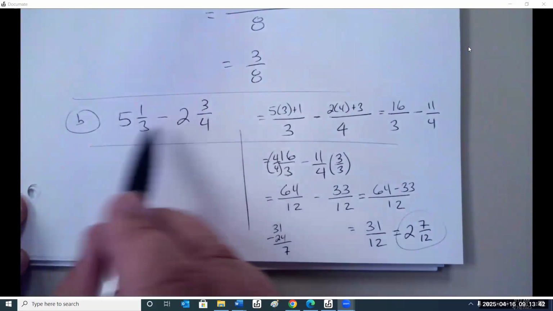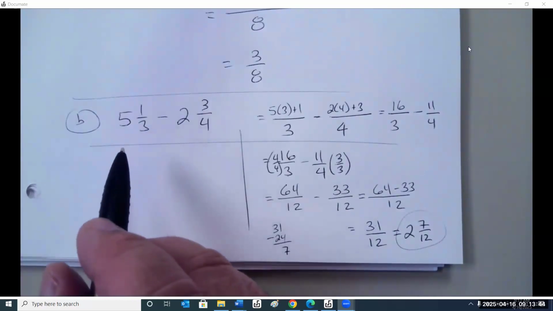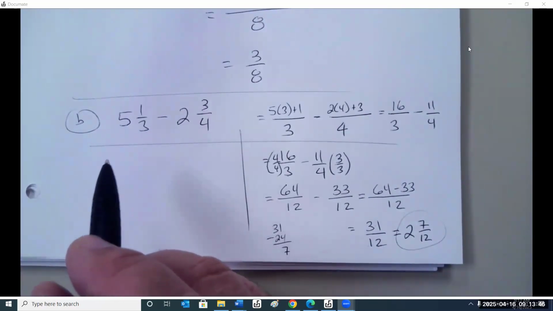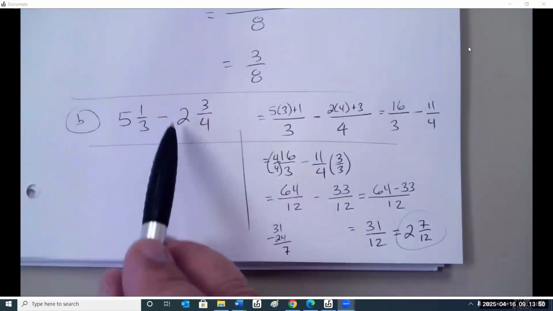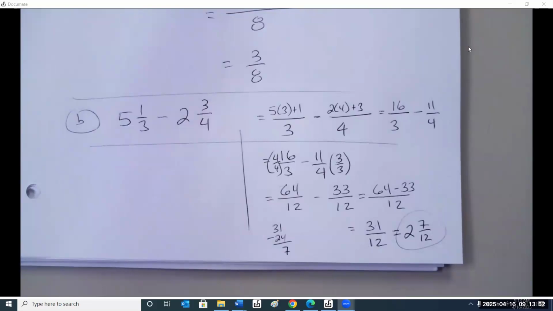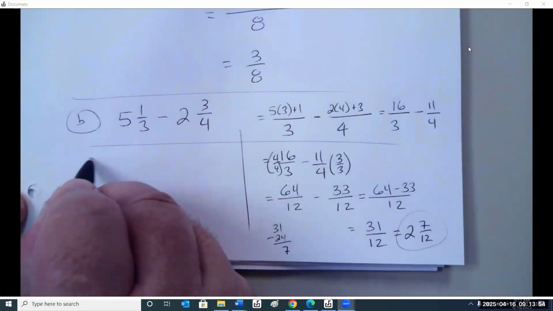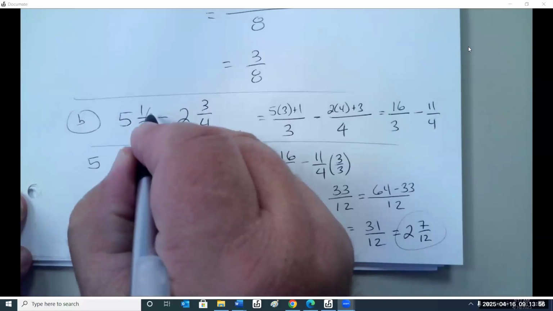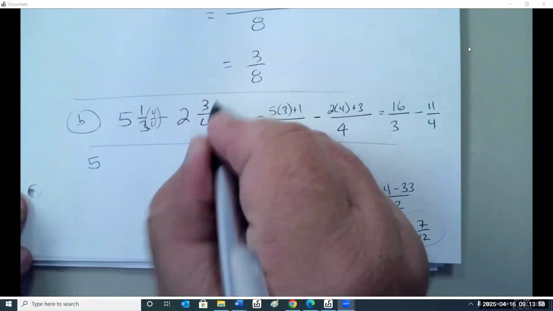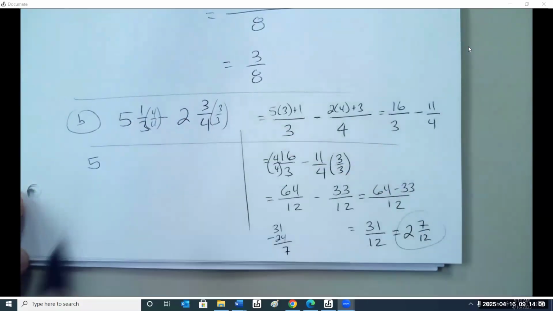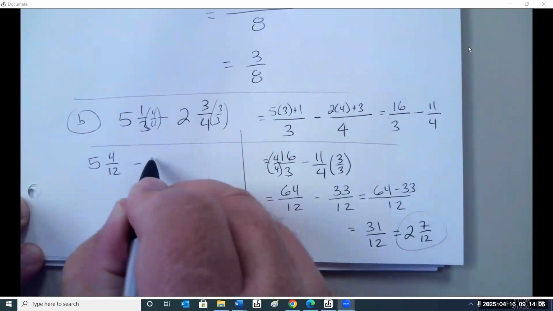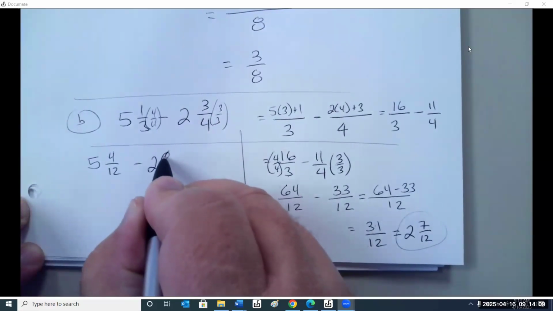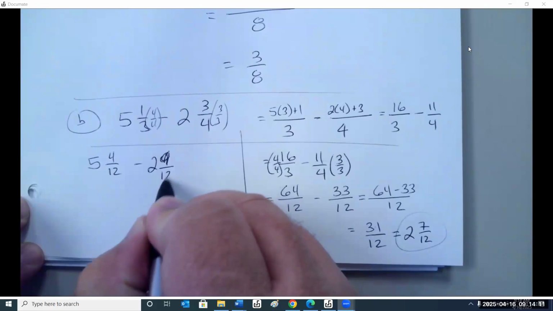We could do the same thing here. So before we can subtract these, we need a common denominator anyway. This one needs a 4 over 4. This one needs a 3 over 3. So it's 4 over 12 and 9 over 12.